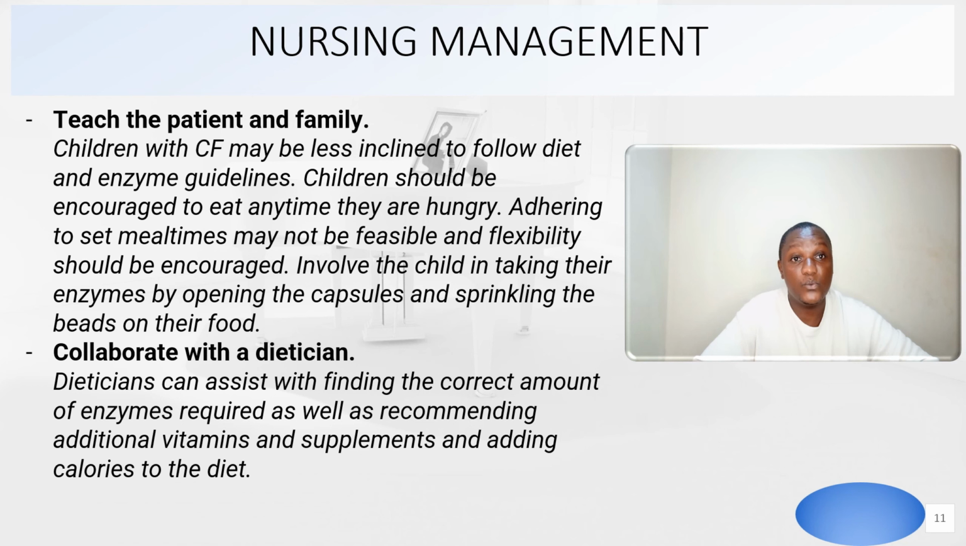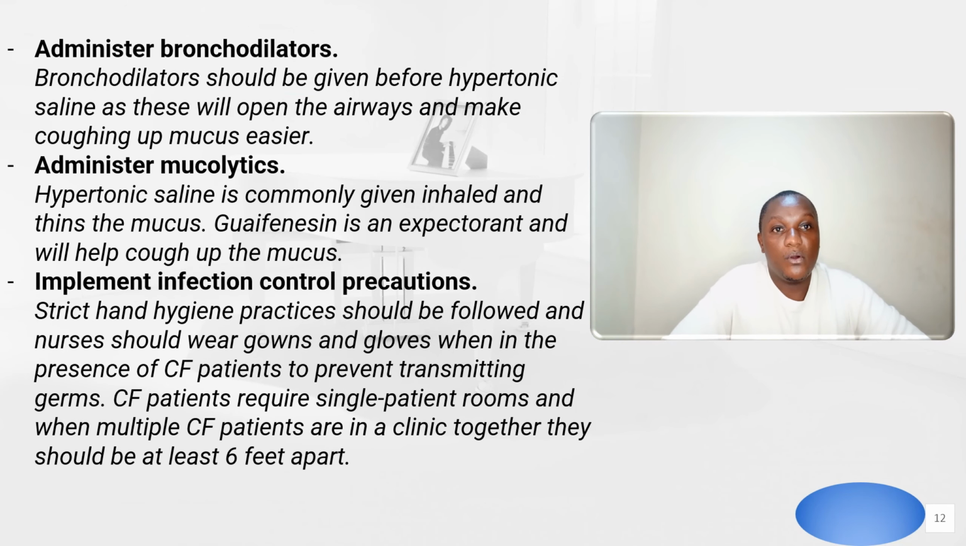Dietitians can assist with finding the correct amount of enzymes required, as well as recommending addition of vitamins and supplements and adding calories to the diet. The next thing is administer bronchodilators. Bronchodilators should be given before hypertonic saline, as these will open the airways and make coughing up mucus easier. So you give bronchodilators before the hypertonic saline.